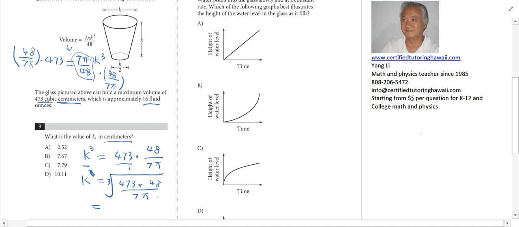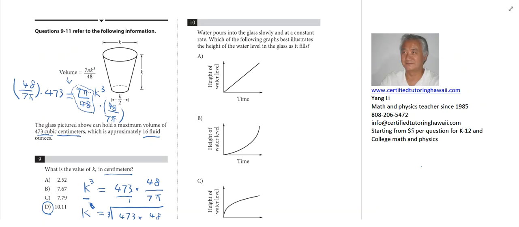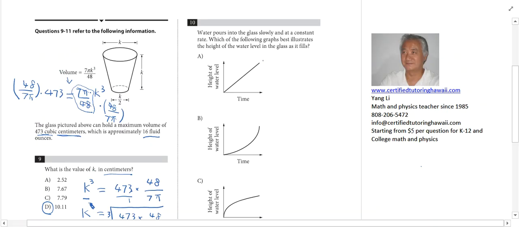The answer will be 10.107. But if you round it off to the hundredths place, you will get D as the answer. So for number 9, D is the answer. Okay, so that's the way we do this. Okay, let's go to number 10.